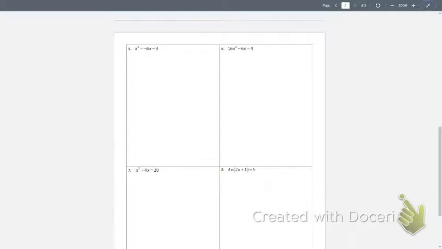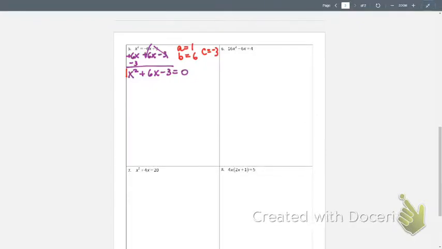Number 5, we have to set equal to 0 before we start. So we're going to have to add 6x to both sides. So those cancel. And we're going to have to subtract 3 from both sides. So those cancel. So we have x squared plus 6x minus 3 equals 0. So when we identify our a, b, and c, a is still 1 because there's a 1 in front of the x squared. B is positive 6. And c is negative 3.